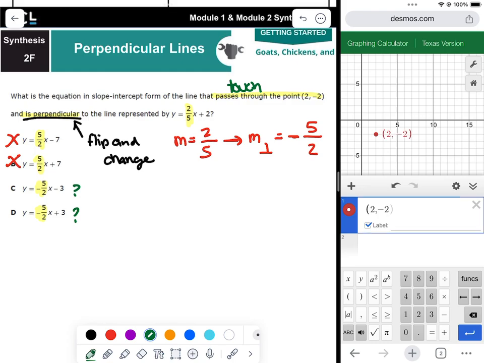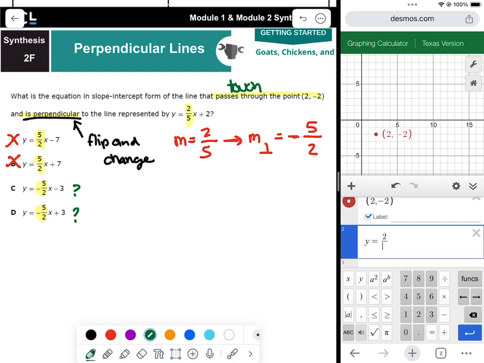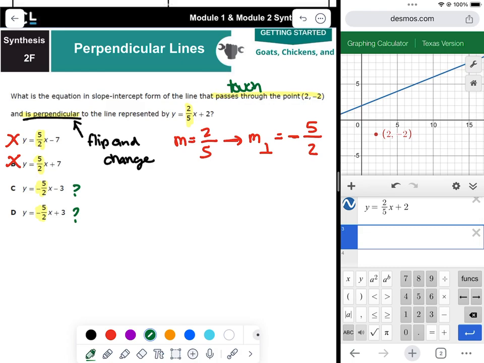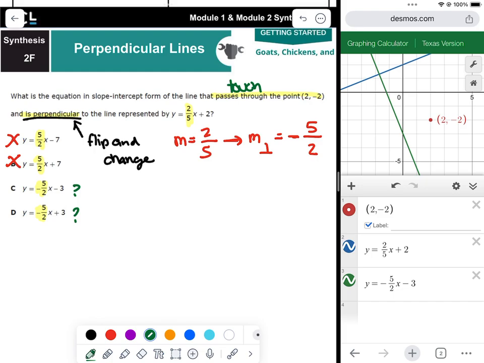It's right there. I'll go ahead and graph the original function, y equals 2 divided by 5, x plus 2. I want it to be perpendicular to that and pass through the point. So here's C, y equals -5 divided by 2, x minus 3. And this looks perpendicular, but doesn't touch the point, so that's a problem. So it's probably going to be D.